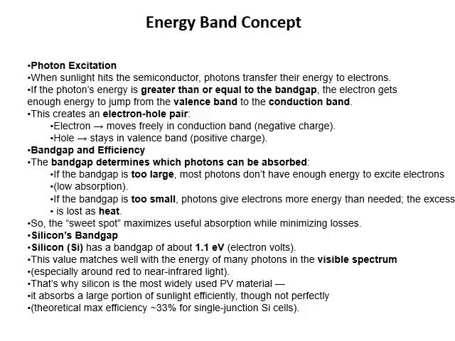Now how about looking into the efficiency of the band gap? Band gap and efficiency, how are they relevant? If the band gap is too large, then most photons don't have enough energy to excite the electrons. Therefore, there will be low absorption. If the band gap is too small, the photons give electrons more energy than needed, so the excess is lost as heat, which is a very common phenomenon for photovoltaics. So there should be a sweet spot, maximizing the useful absorption while minimizing losses.